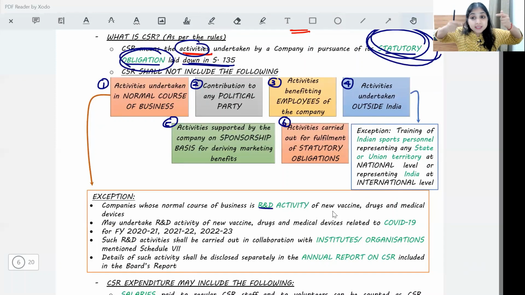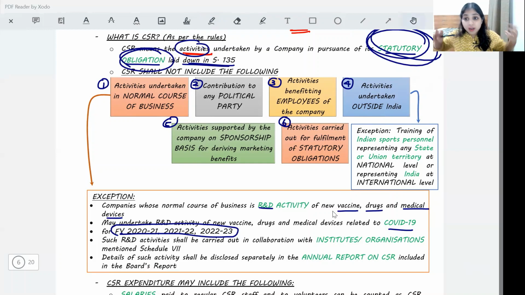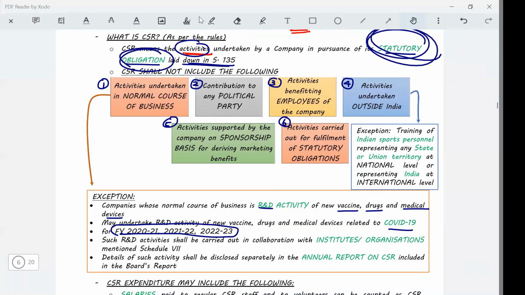And as a part of its normal, usual day-to-day business, if it is doing some R&D relating to vaccines, drugs, or medical devices in relation to COVID-19, then in these 3 financial years, whatever the company spends on R&D in relation to vaccines, drugs, and medical devices in relation to COVID-19, even though it is a part of its usual day-to-day business, it will be considered as if it is a CSR activity. Are you clear with this? Did you understand? I'll begin again.